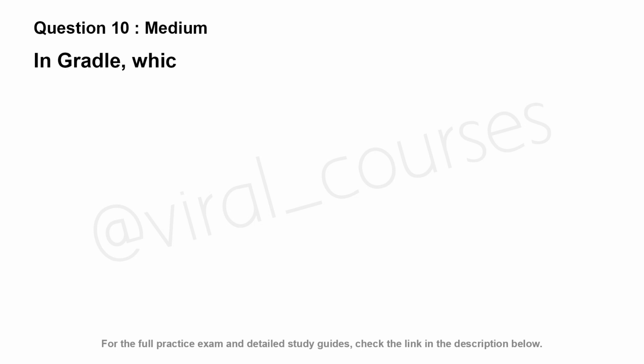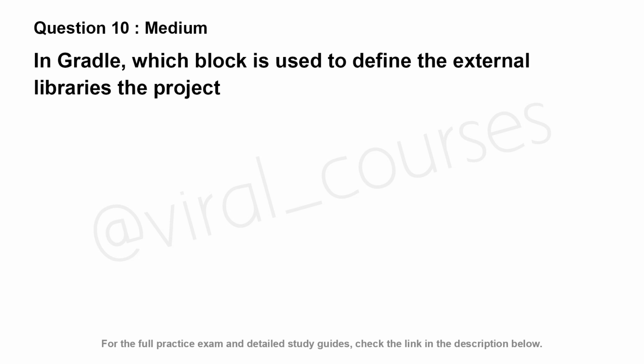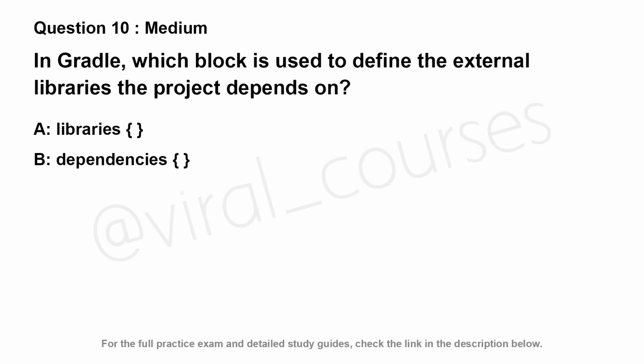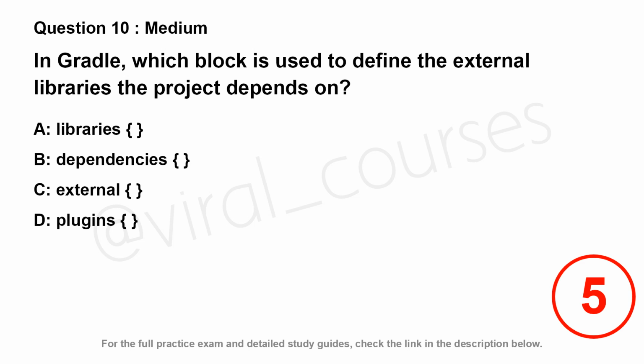In Gradle, which block is used to define the external libraries the project depends on? Option A. Libraries. Option B. Dependencies. Option C. External. Option D. Plugins.